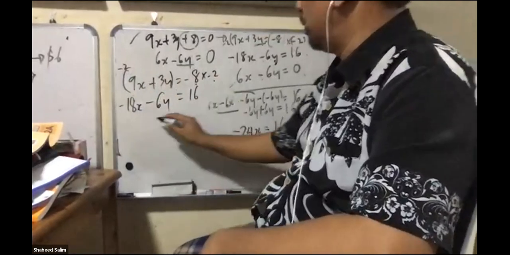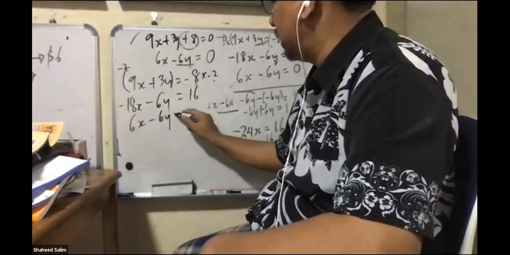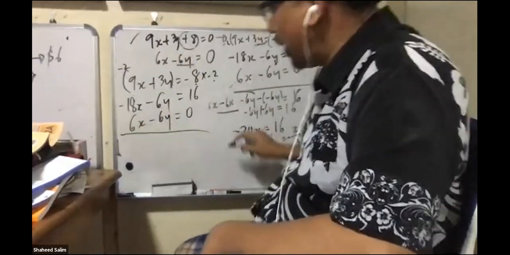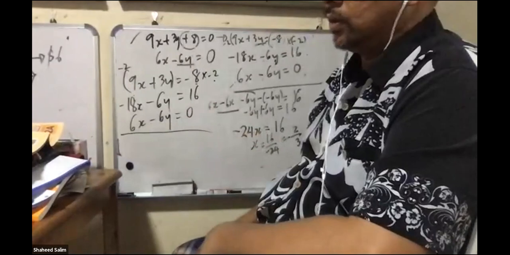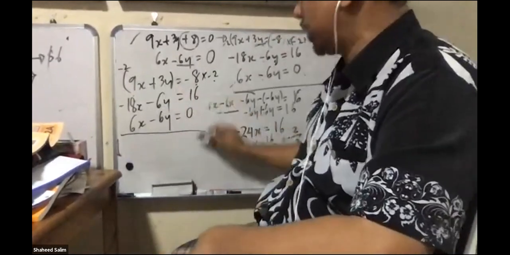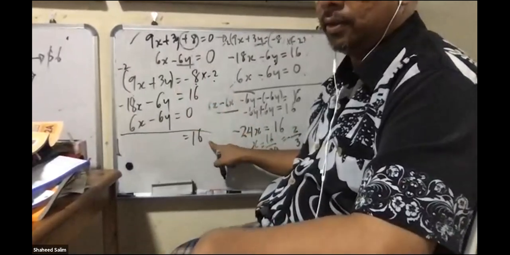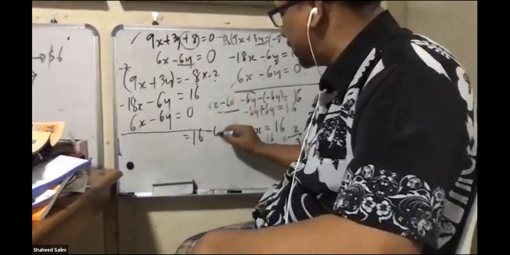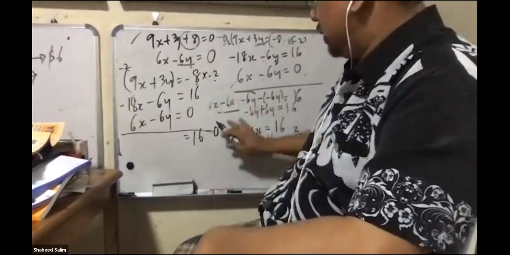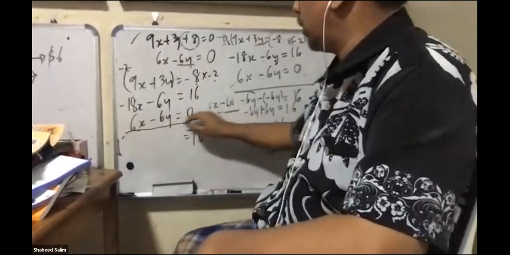Now we bring down this equation, 6x minus 6y equals 0. Now I minus. If you are confused by this one, this one you can minus? Okay, good. You can minus 16, right? 16 minus 0 is clear, right? If you're not clear, okay, we put 16 minus 0 here. Okay, never mind.